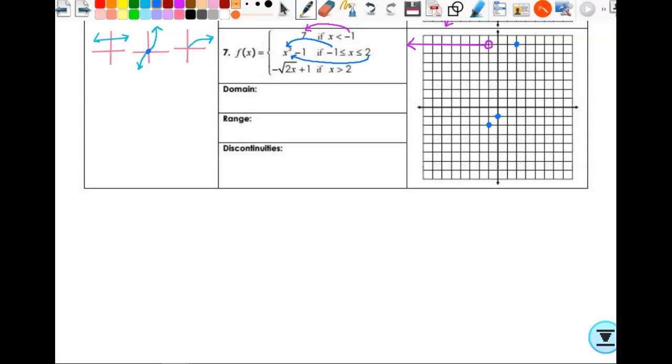Then I'm going to use 1, 1. I put my pencil there. The only thing that's happening is I go down 1. I can plot that point. Then I have negative 1, negative 1. Put my pencil there, go down 1. Well, that's my other endpoint, right?